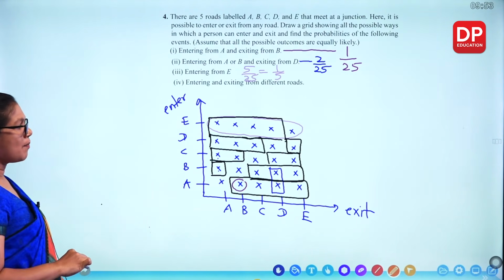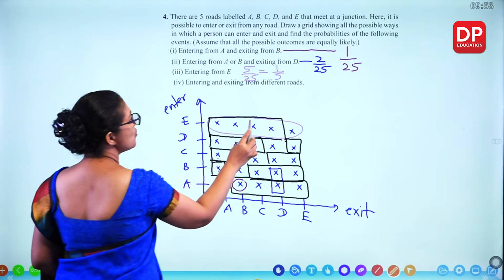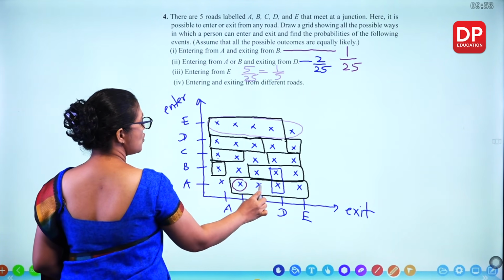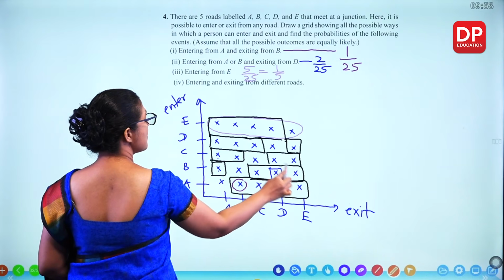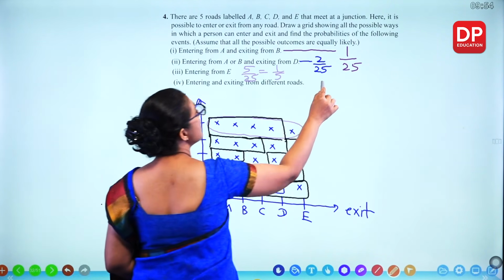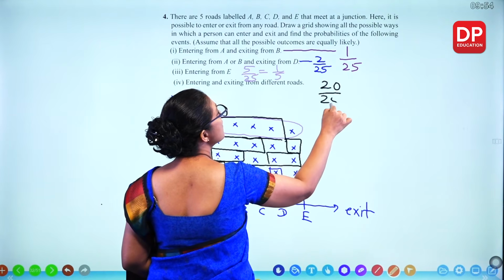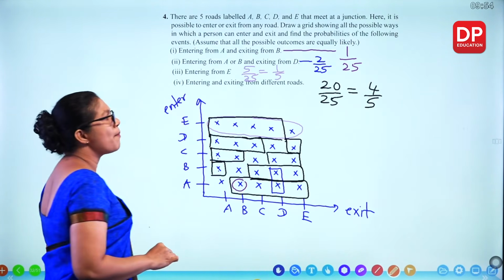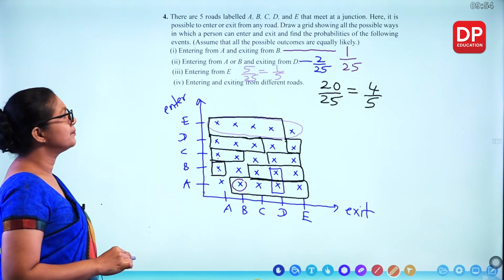Now count how many are there. 1, 2, 3, up to 20. 20 are there out of 25. 5 times 4, 5 times 5. So the probability is 4 over 5.